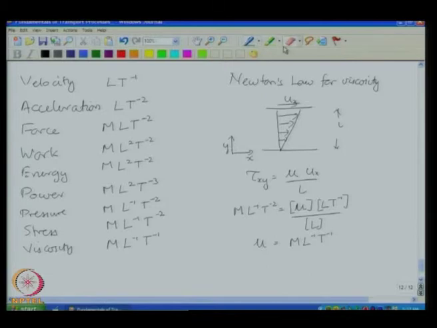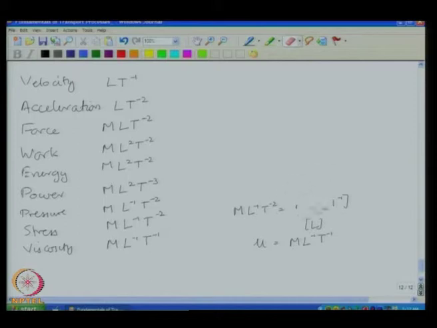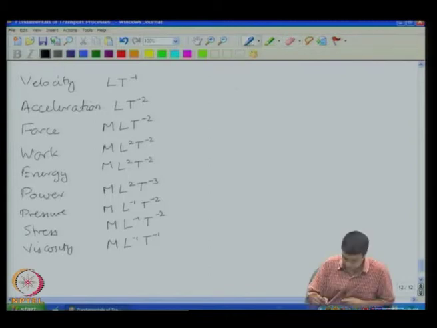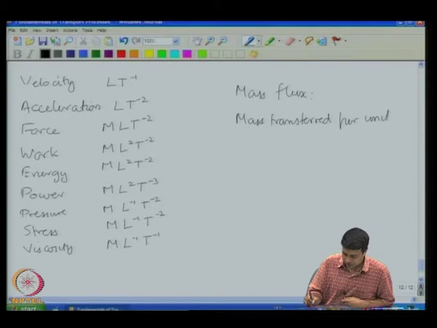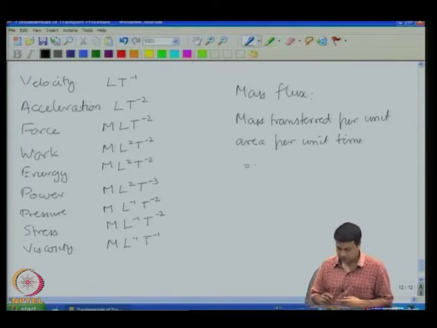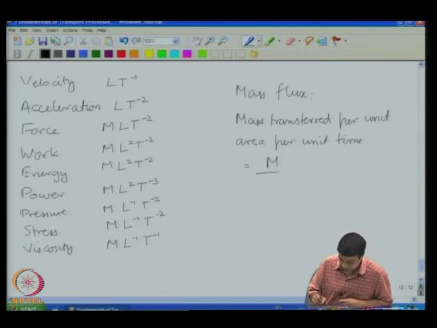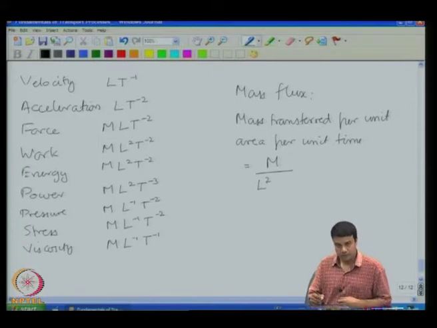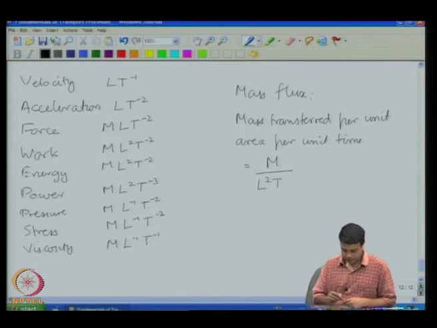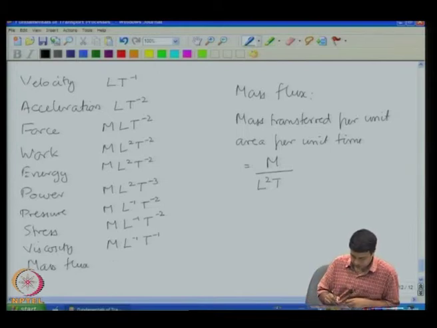In addition to stress, in the last class, I had focused on two other important things, and that was the heat flux and the mass flux. So, let us look at the dimensions of those two. The mass flux is mass transferred per unit area per unit time. So, it is going to have dimensions of mass divided by unit area, which is the square of length, divided by time. So, the mass flux is equal to mass L power minus 2 T inverse.